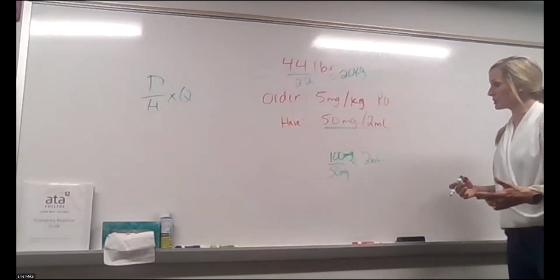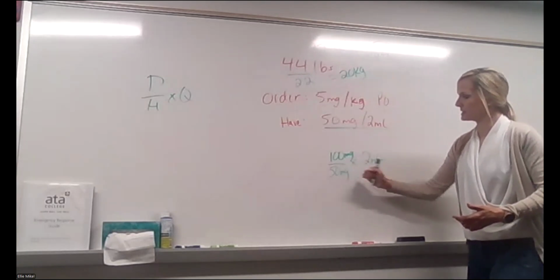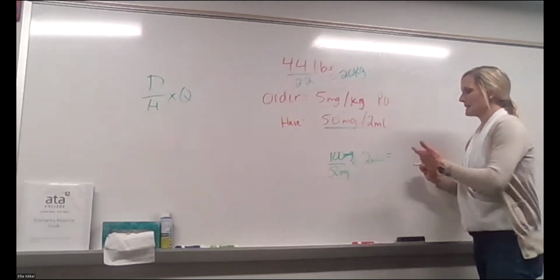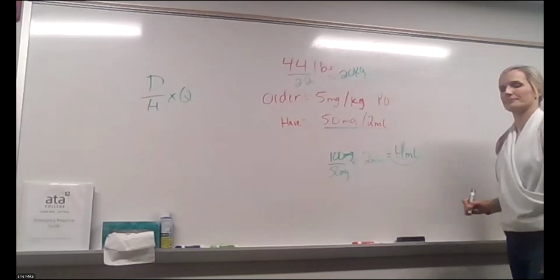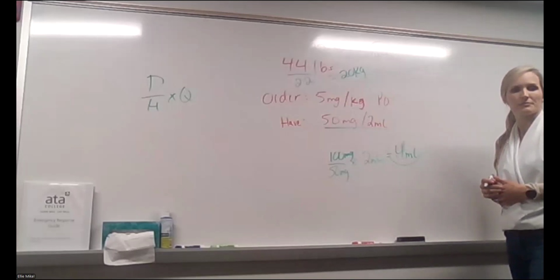And now we can finish our dosage calculation. 100 divided by 50 is 2, times 2, so 2 again, is 4 milliliters. So that's where that comes in.